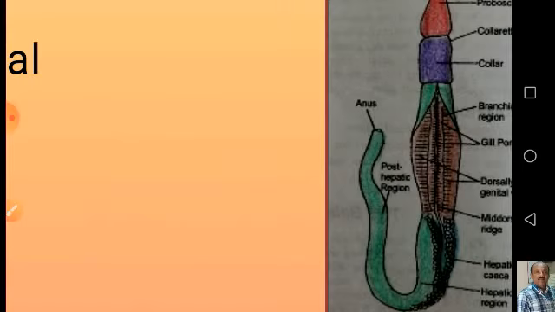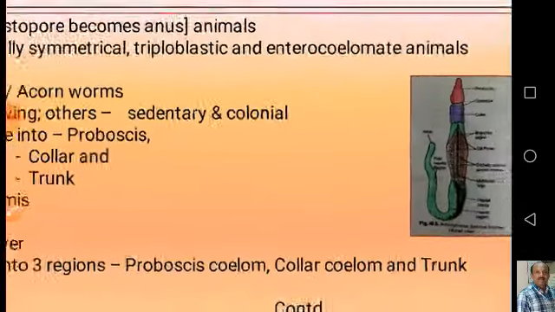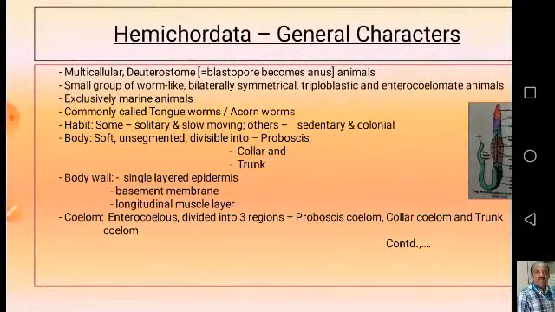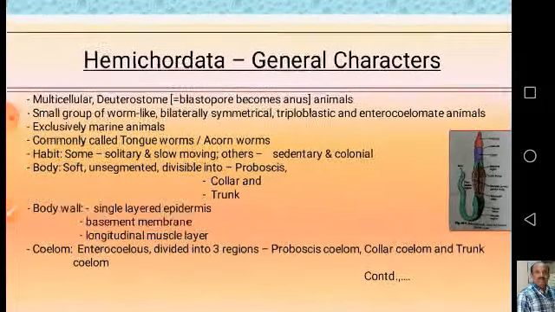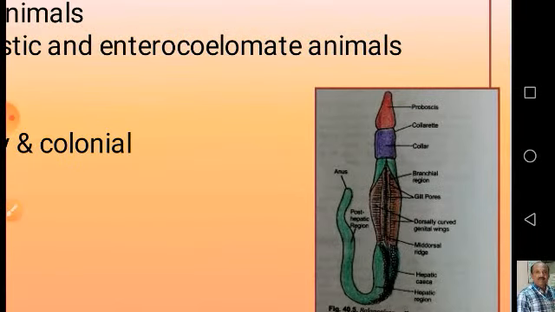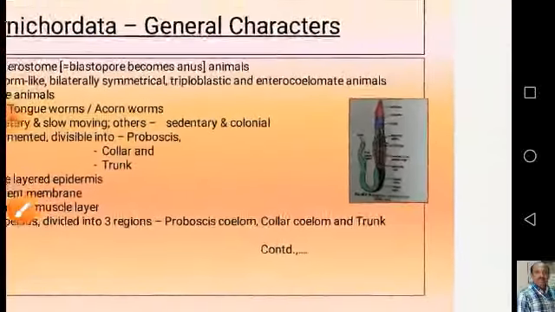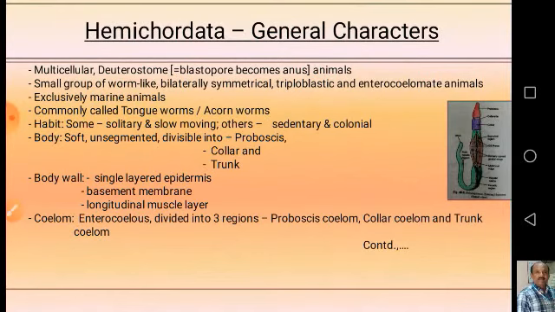Whenever we see this figure of the hemichordates, it may strike our mind that it is similar to the annelids, but annelids possess segmentation, whereas no segmentation can be seen in these animals. So the body is soft, unsegmented, and divisible into proboscis, collar and trunk. The first one is the proboscis, the second one is the collar, and the remaining portion is called the trunk.